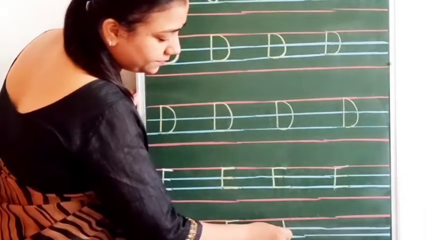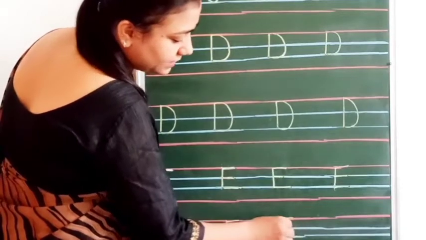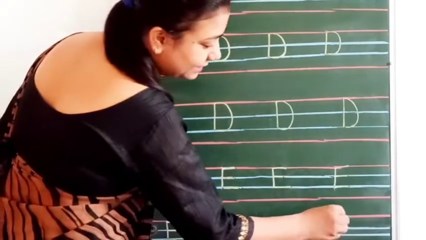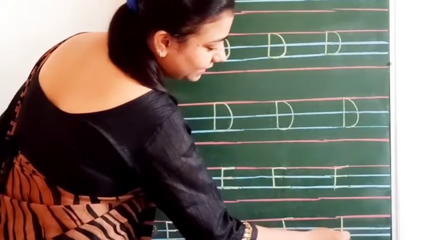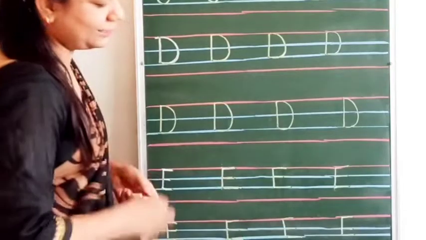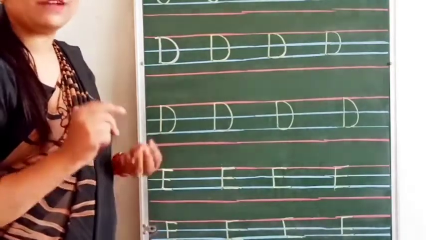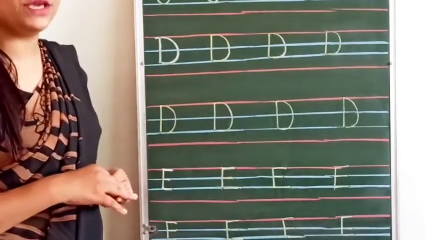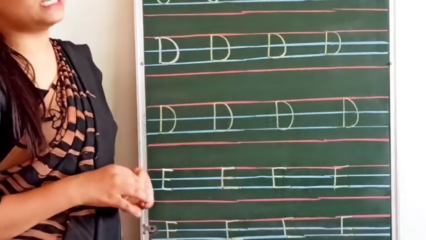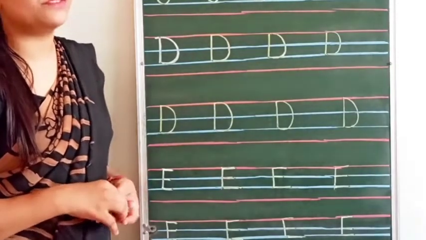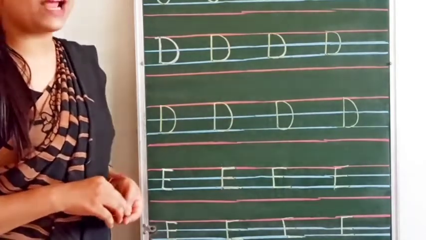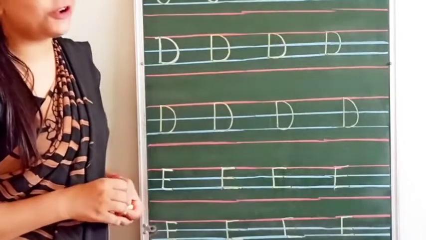Again, standing line, sleeping line, and sleeping line. Again, standing line, sleeping line, and sleeping line. Okay, so we have completed letter E on the board. So now we will do letter E in our copy. Okay, so let's practice letter E in our copy.